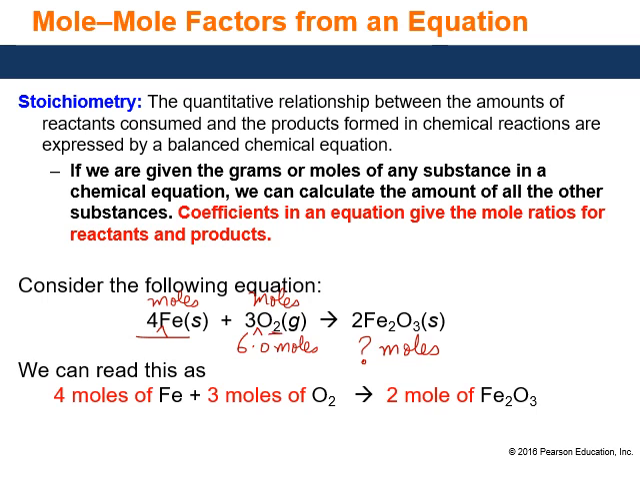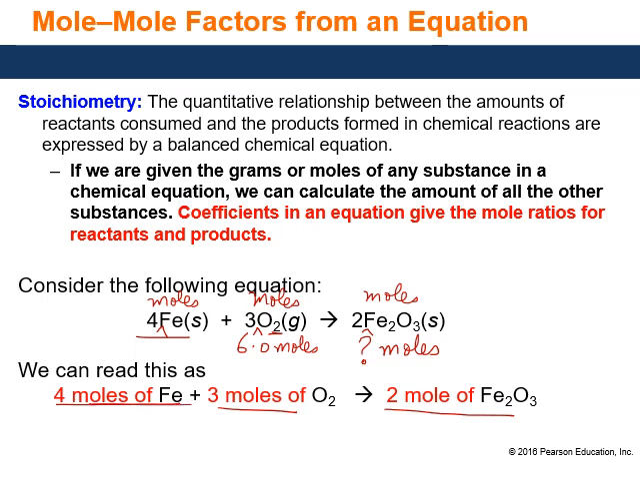For every 4 moles of iron, you would make 2 moles of iron oxide. So basically, your chemical reaction, you can read it in this format. 4 means 4 moles of iron, 3 moles of O2, 2 moles of iron oxide. So this is your chemical reaction now, and it tells you how each quantity is related to each other.